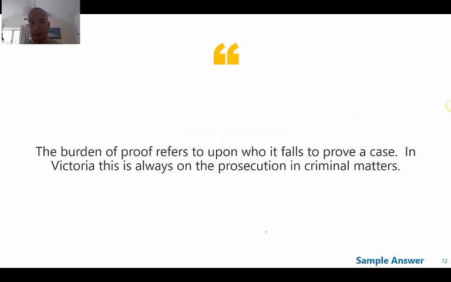Simple 1-mark question only needs a couple of sentences to get the marks. This answer has a beautiful little stem at the start, very clearly identifies a concept and explains to the reader, or to the examiner, what we're doing. The burden of proof refers to upon who it falls to prove a case. And then a little bit of extra detail. In Victoria, this is always on the prosecution in criminal matters. Very simple, 1 mark, not much to this.